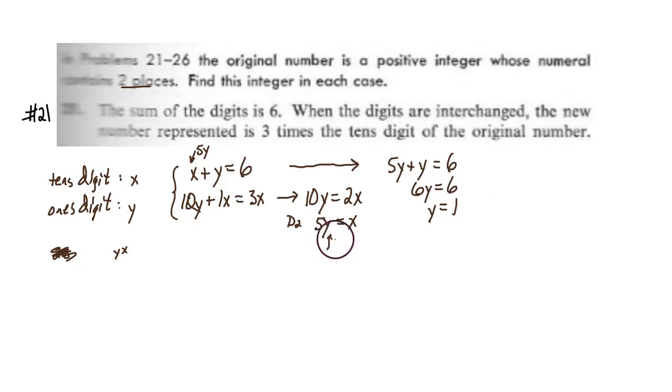If y is equal to 1, then 5 times 1 is equal to x. So 5 is equal to x. We have found the original number. Its tens digit is a 5 and its ones digit is a 1, so the number is 51.